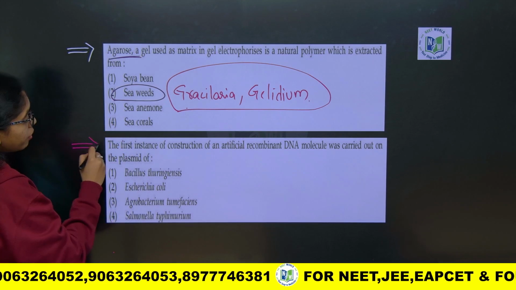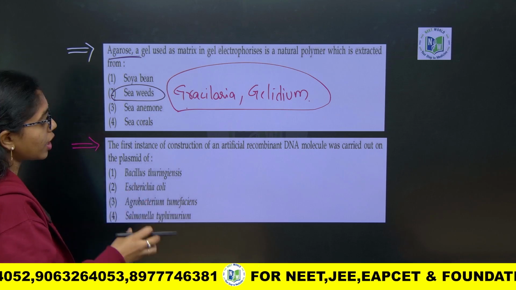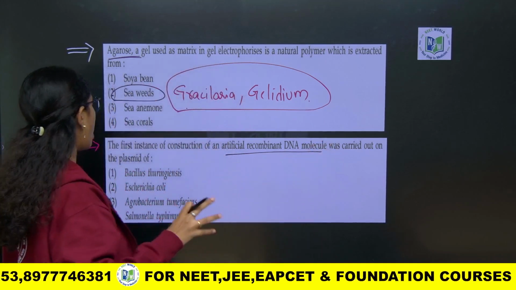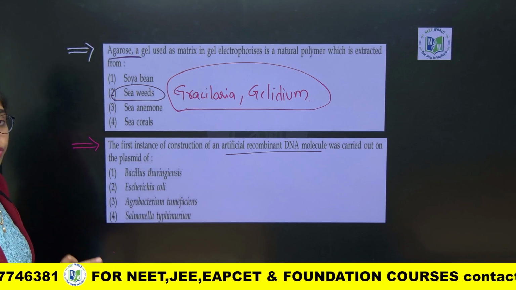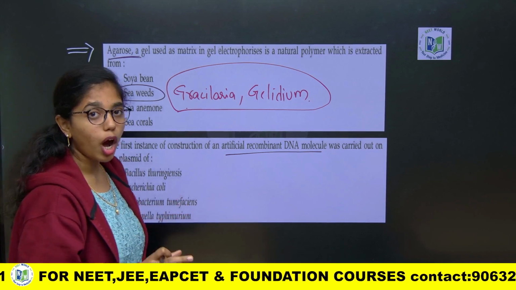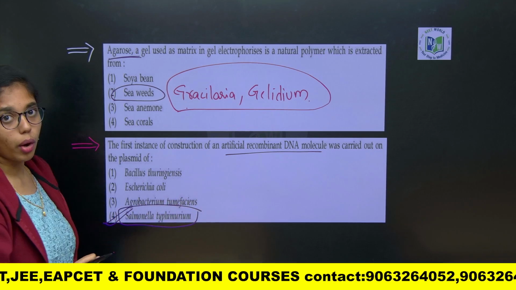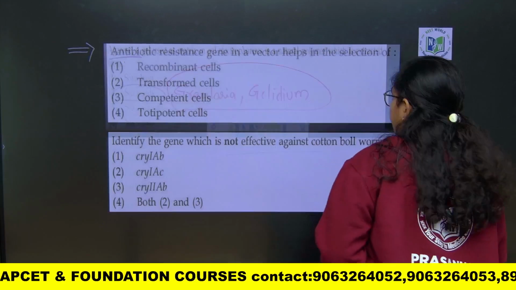Next, the first instance of construction of an artificial DNA molecule was carried out on the plasmid of Salmonella typhimurium, that is option 4. Okay, that is option 4.